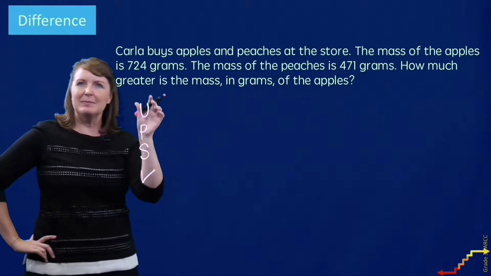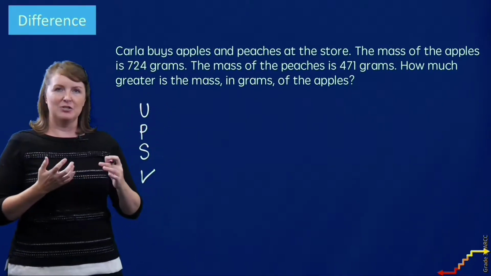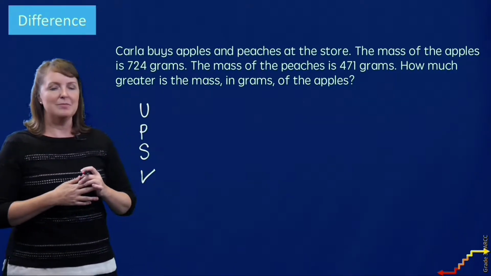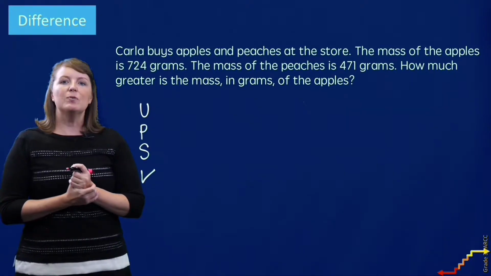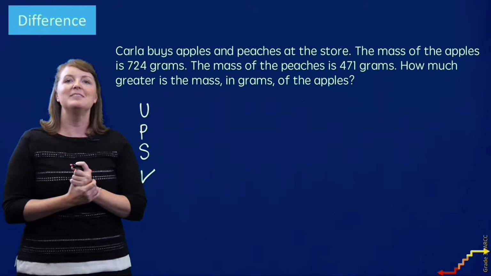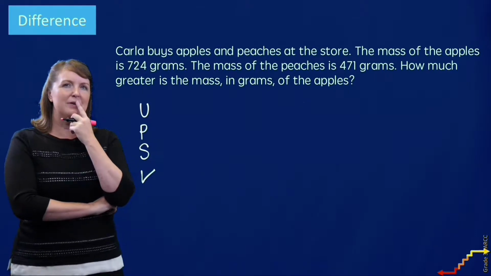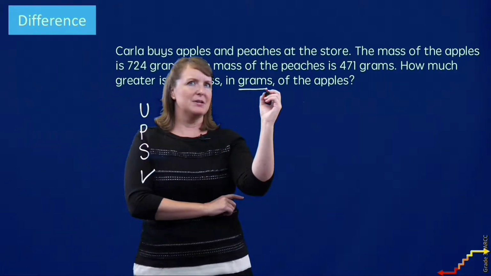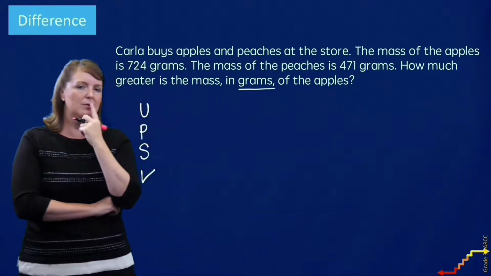So let's understand the problem by reading it. Carla buys apples and peaches at the store. The mass of the apples is 724 grams. The mass of the peaches is 471 grams. How much greater is the mass in grams of the apples? So what am I having to figure out here? I'm having to figure out the mass in grams. I'm going to underline grams because I think I want to focus on all of the numbers that deal with grams.